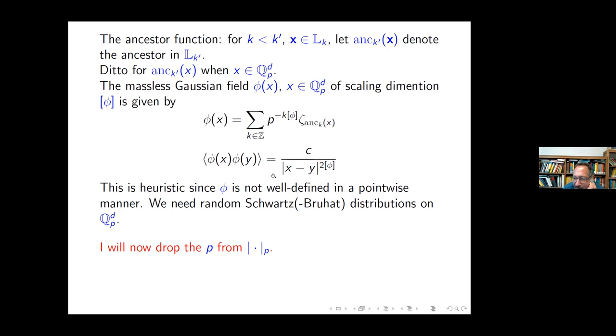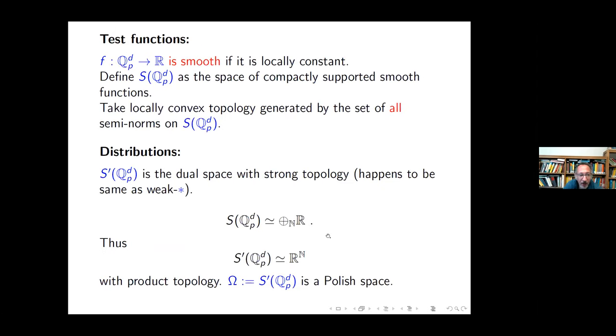Now, geometric series usually only converge in one direction. You can sum a geometric series over Z. So there is a little swindle here, and it has to do with the fact that this is not a true function, a random function. It is a random distribution. So I have to define what is a random distribution. And here I'm dropping the p symbol from the distance, but it's the hierarchical distance I'm talking about. So what is a test function? A test function, by definition, is a function which is smooth and locally constant.